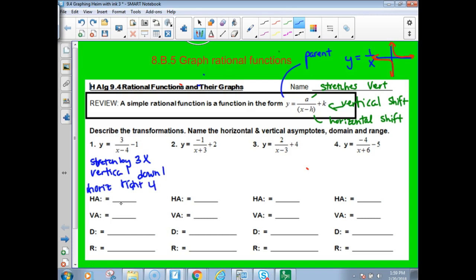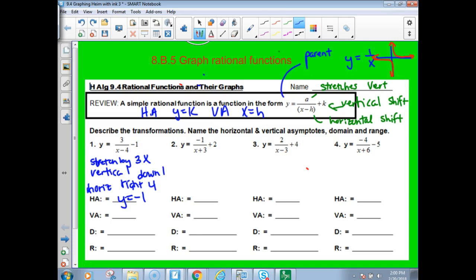Now, what we found out was the horizontal asymptote was determined by the K value. So the horizontal asymptote was y equals k in this case, and the vertical asymptote was x equals h. So for this one, K is -1. So y equals -1 is our horizontal asymptote, just looking at that equation.